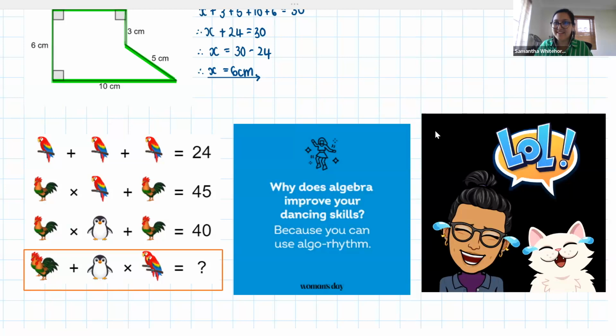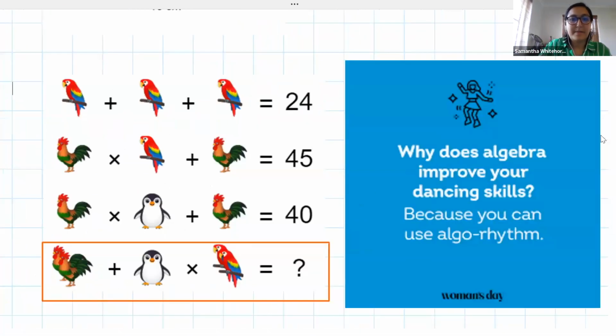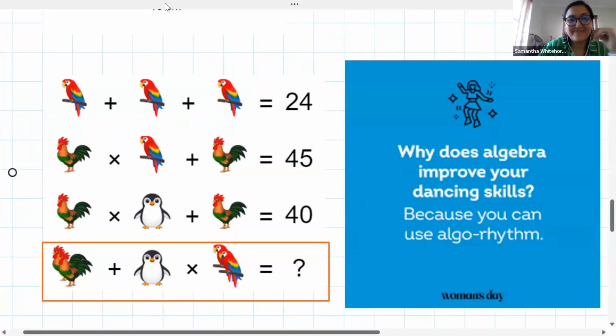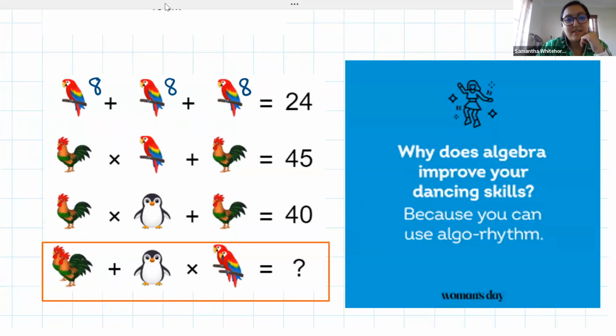Come on, Connie. There we go. Nice. Hello, ma'am. Hi. So for the first one, I divided 24 by 3, and I found out that the birds are 8. Nice. And for the second one, I divided 40 by 8, and I got 5. So the chickens are equal to 5. Okay.